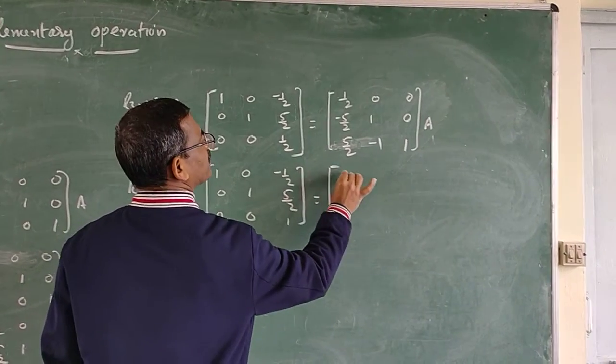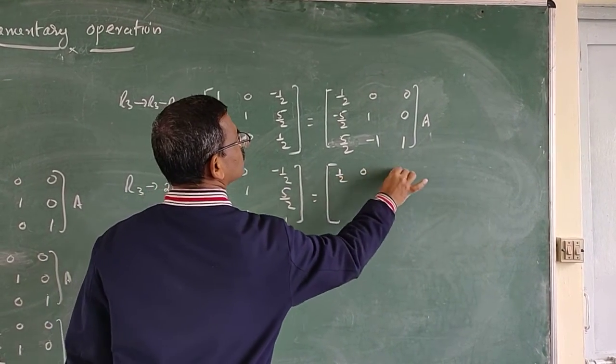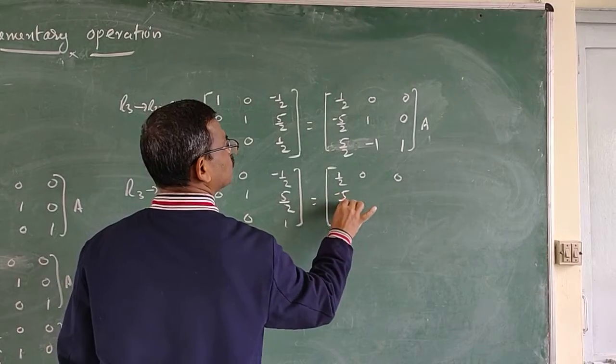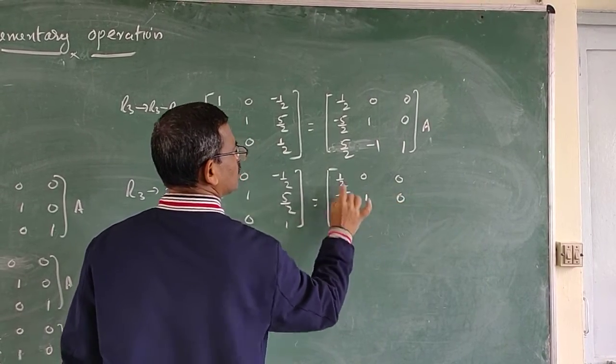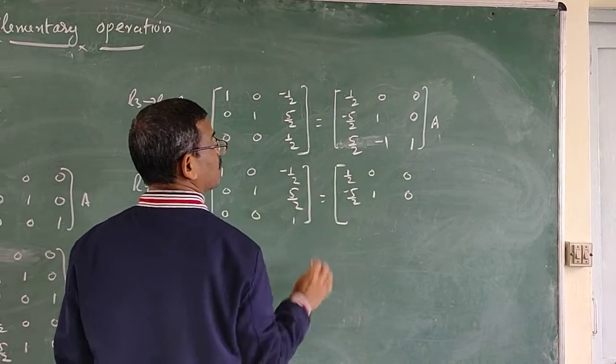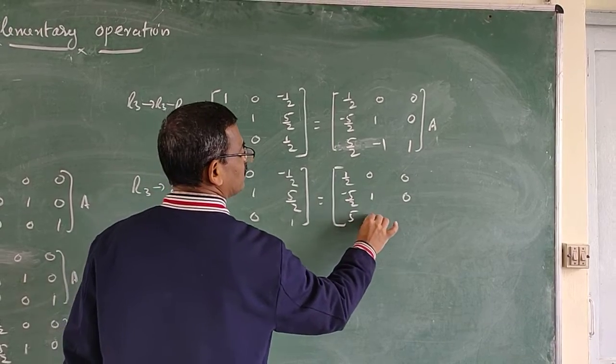And that should be applied here also. Half, 0, 0, minus 5 by 2, 1, 0. Multiply the third row by 2. So it is 5 minus 2.